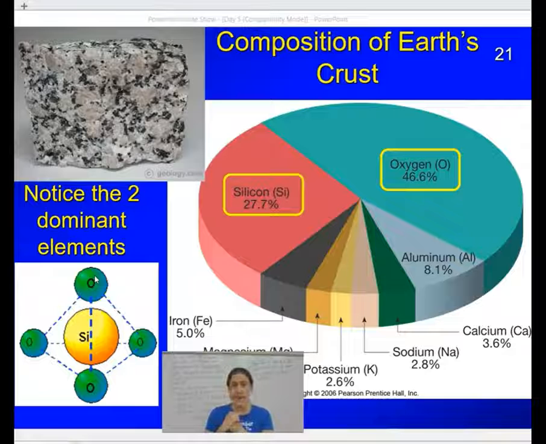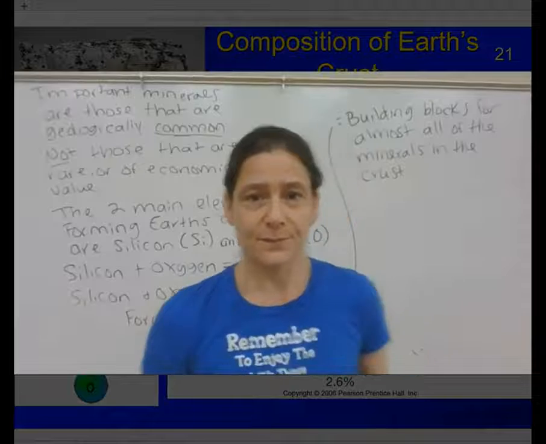So if we just look at the silica tetrahedron and we want to write out the ingredients, again, it's made of silicon and oxygen, but how many of each? How many silicon atoms? Just one, that's what's in the middle. How many oxygen atoms? Four. So the chemical formula of a silica tetrahedron is SiO4. One silicon, four oxygens.